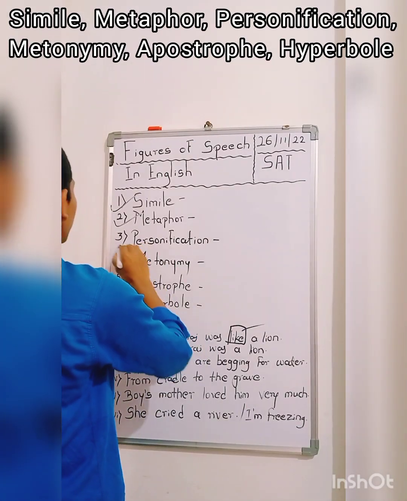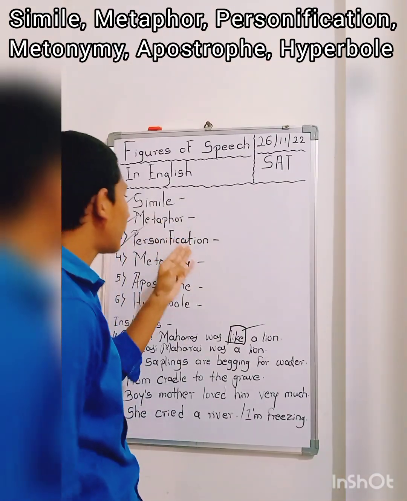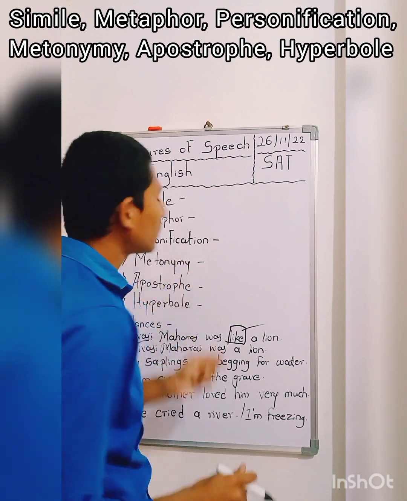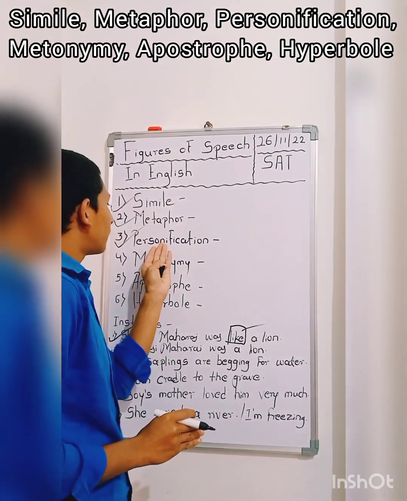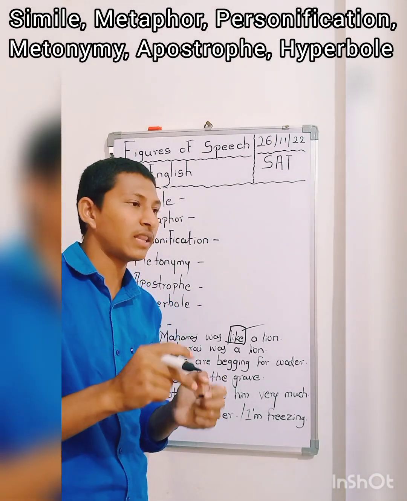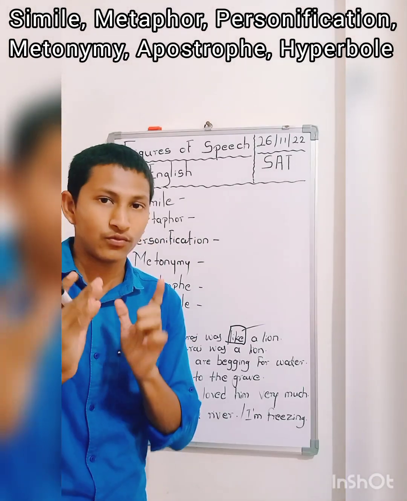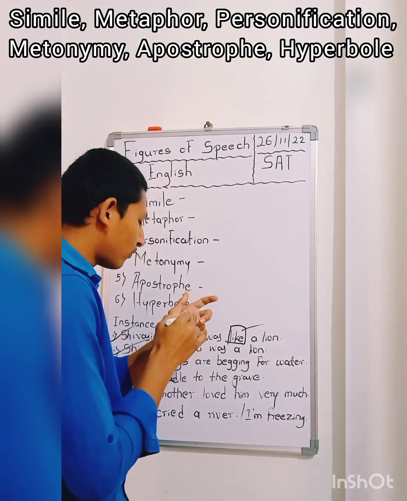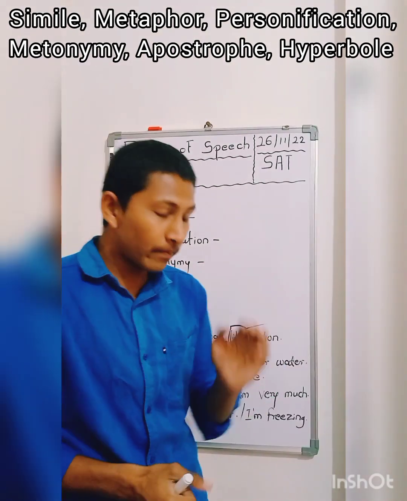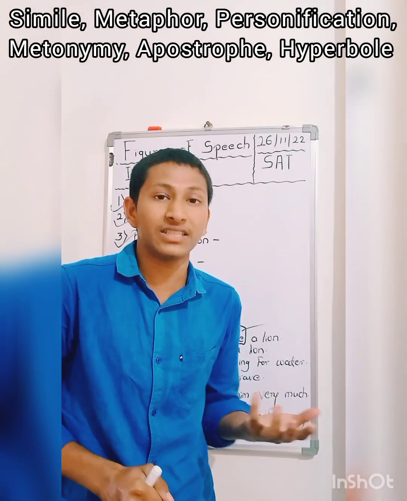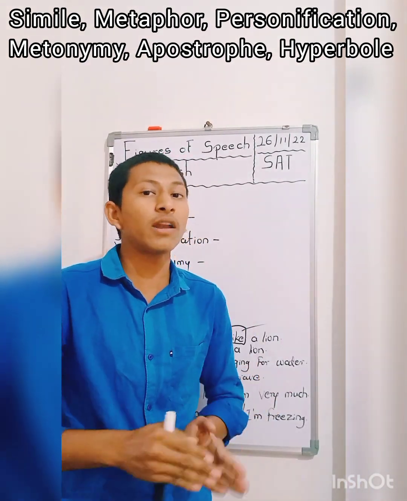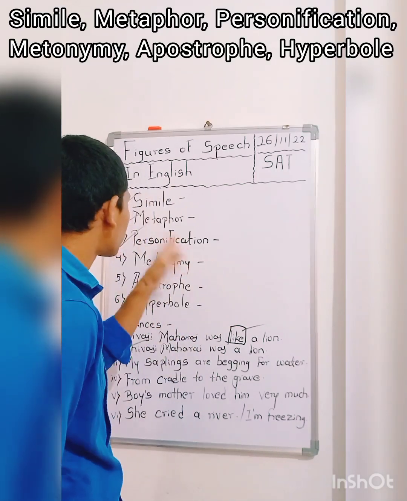And here the third one is personification. Personification is also a figure of speech. What is meant by personification? At the very first, we have to understand that. Personification is used to give human sense to non-human things. That is what we call personification.